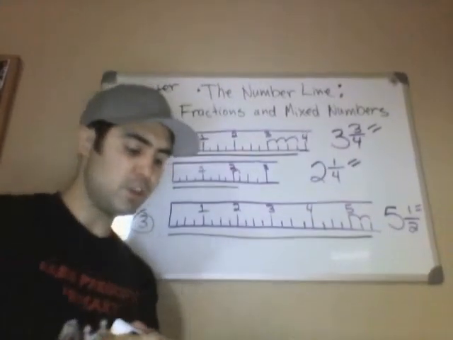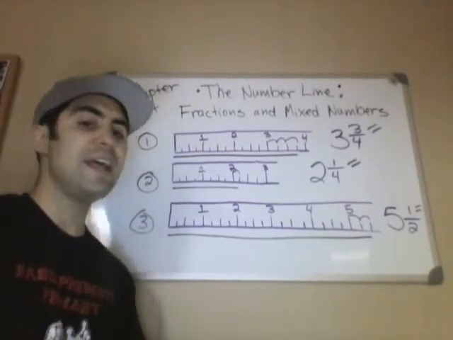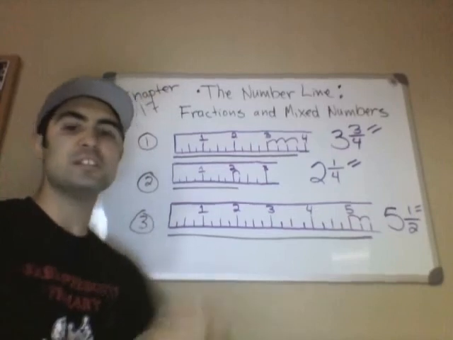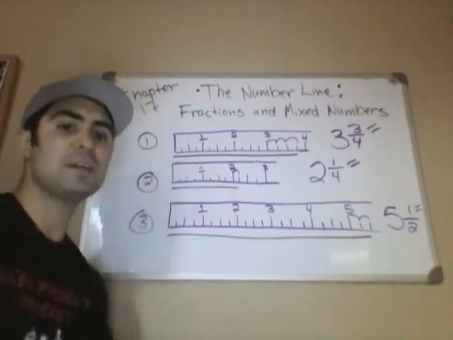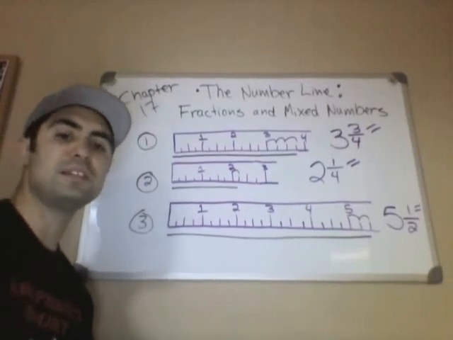Alright, so that's pretty much all we're going to talk about today for a number line, and that's all a tape measure is. A tape measure is just a number line rolled up that we use to measure things. So hopefully that helps and makes sense.